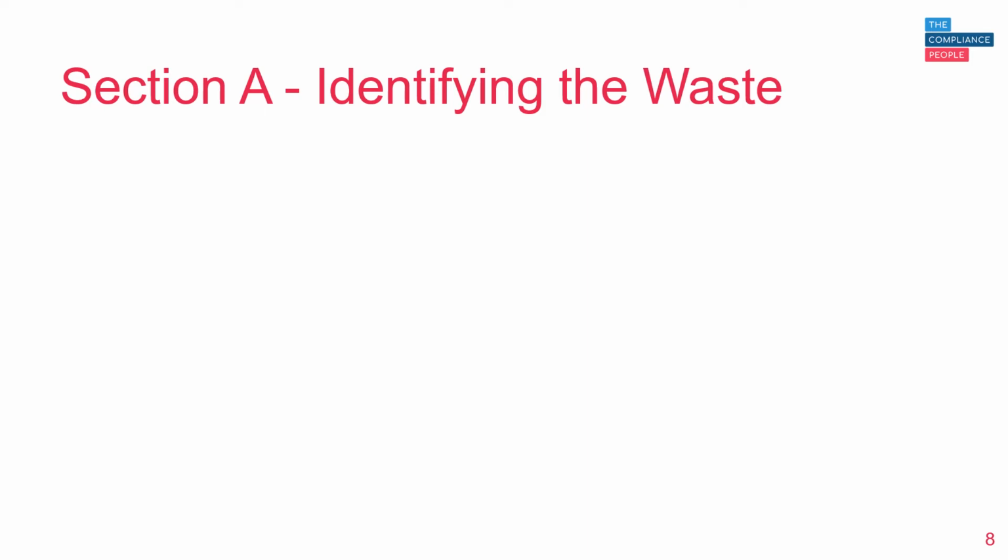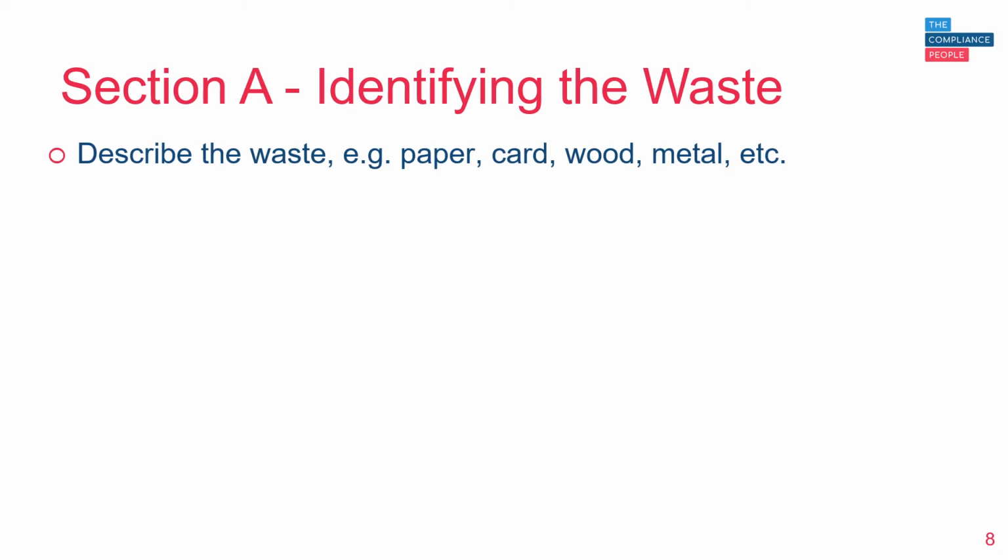So let's start by looking at section A, which is about identifying the waste. So essentially it's about explaining what the waste is and clearly identifying it. We want to know exactly what it is, how much of it is contained, how it's contained, and how much there is. So we need to describe the waste. Is it paper, card, wood, metal, etc.?